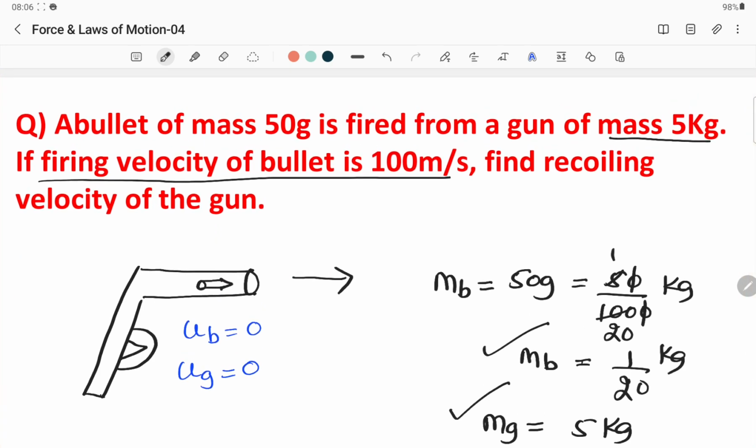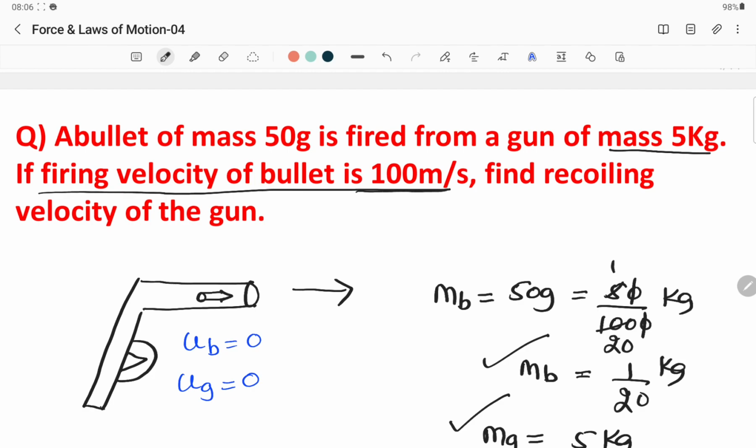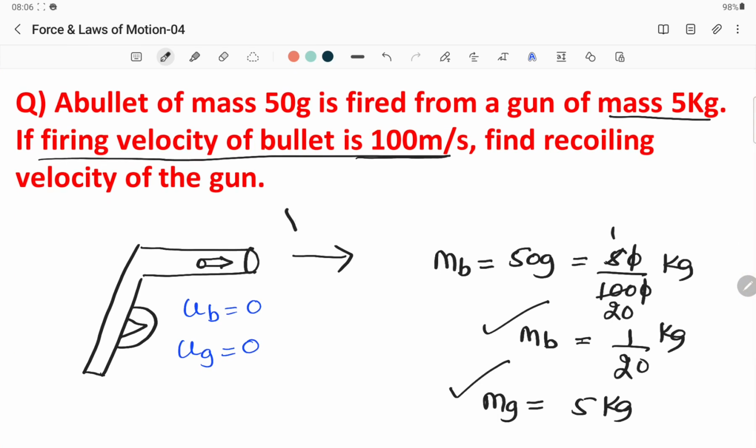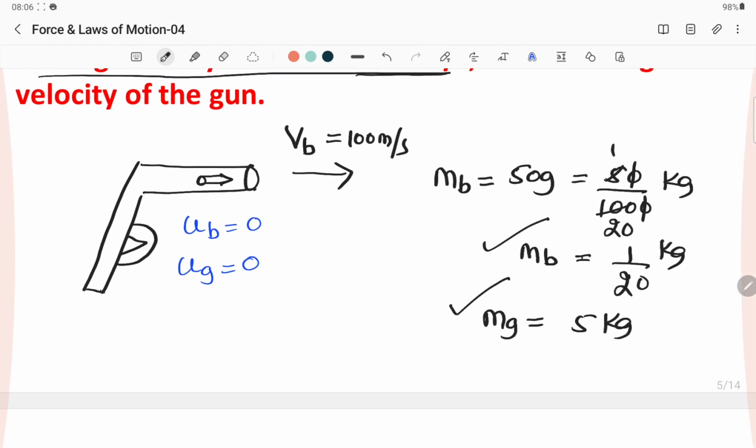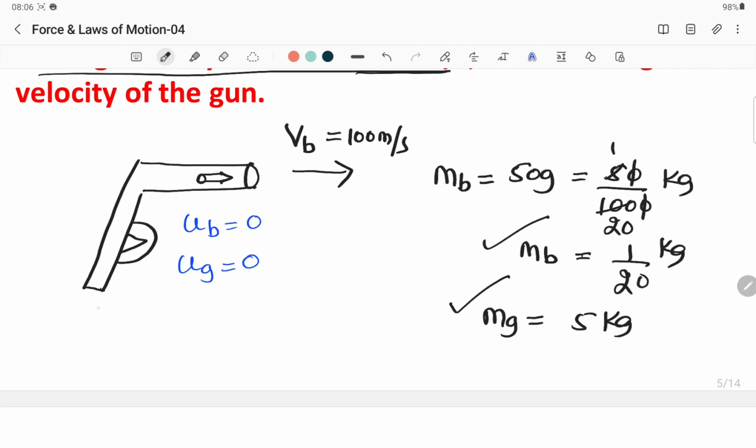Correct, no? The bullet was fired with a velocity of 100 meter per second. That means this is the final velocity of the bullet. This is VB, so that is equal to 100 meter per second. Now similarly, when it is fired forward, this gun will go back like this. So this bullet is going forward with 100 meter per second, which means this gun will be coming back, recoiling back. I have explained this in Newton's third law of motion.